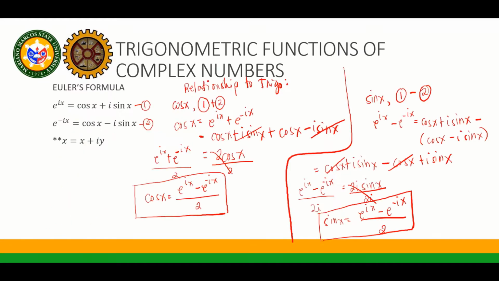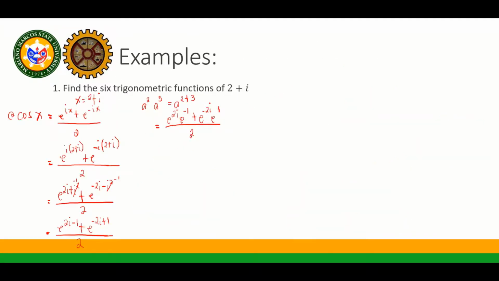go back to Euler's formula. So this is the Euler's formula. Now, let's write it here. So Euler's, we have e raised to jx or e raised to ix. You can also use jx, whichever is easier for you. That is equal to cosine x plus i sine x.